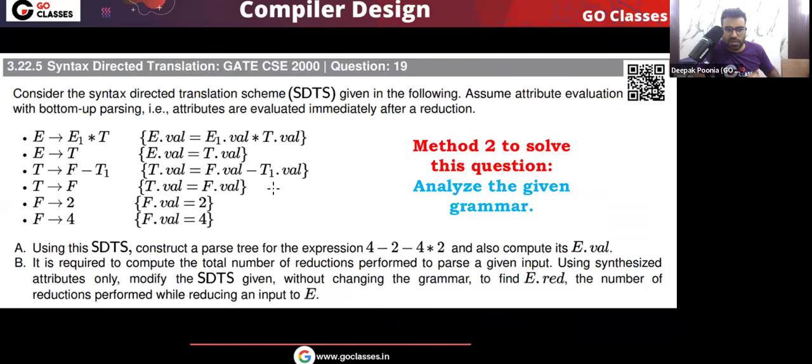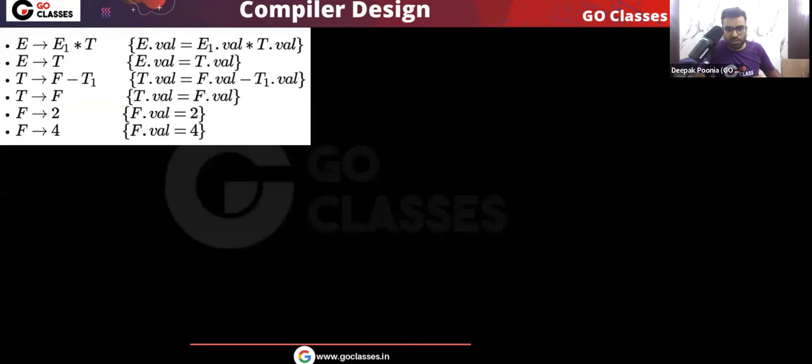So let's solve the same GATE 2000 question, part A. We are discussing part A. You can solve this part A using another method, method 2, that is, analyze the given grammar. Look at the grammar here. In the grammar, this star means multiplication and this minus means minus.